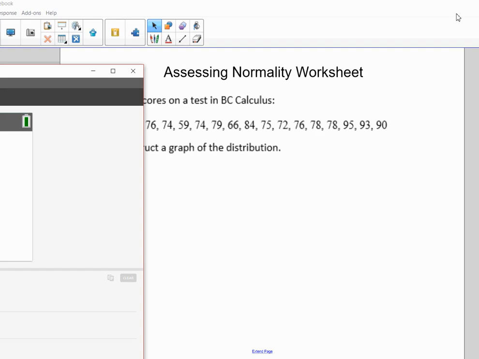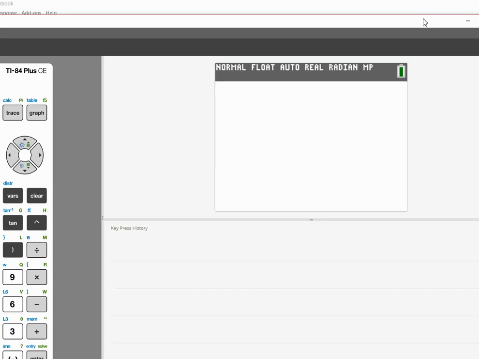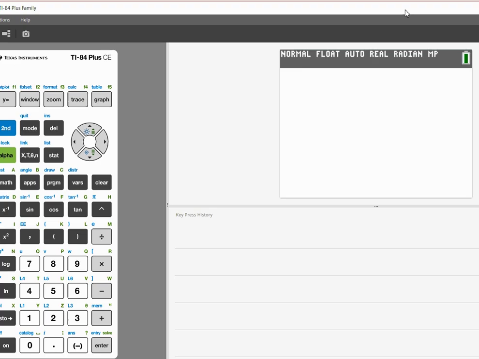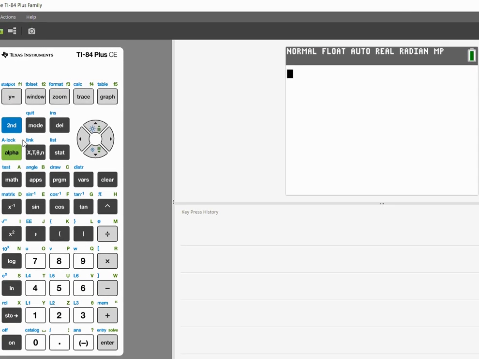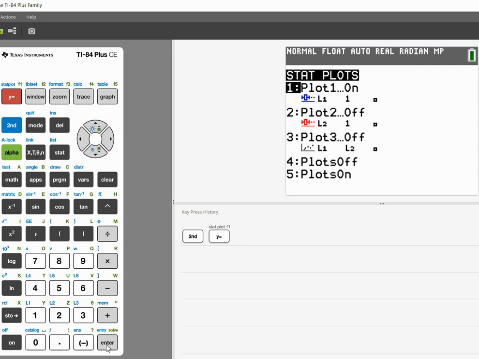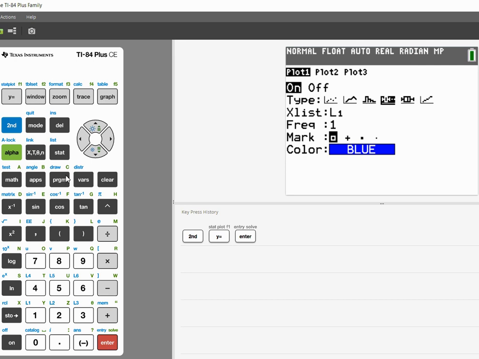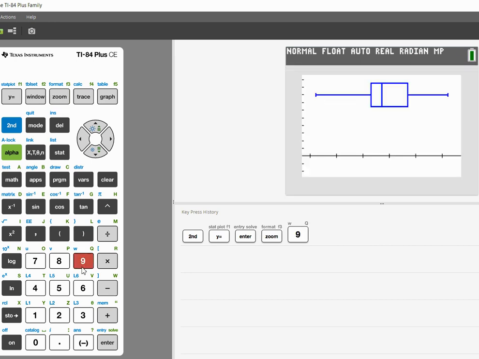Oh, this is not going to cooperate. Hold on. Okay, so I have my data in L1, okay, and I have this set up to make a box and whisker, so I'm just going to go with it. Zoom 9. Okay, so that looks like it's approximately symmetric. Take a minute, make your own graph, use the calculator, and then jot it down on your paper. You can pause the video and start again when you're ready.